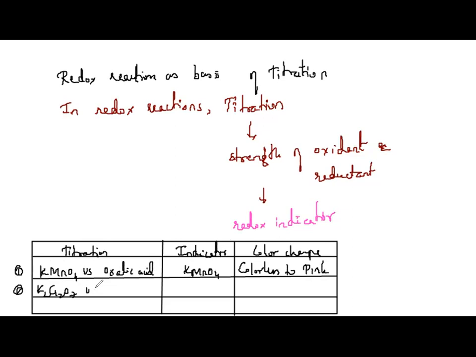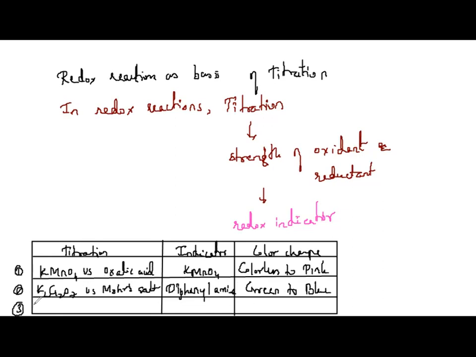Second example, K2Cr2O7 versus Mohr's salt. Mohr's salt is a double salt, it is (NH4)2 Fe(SO4)2 6H2O. Here the indicator used is diphenylamine, and the color change is from green to blue.